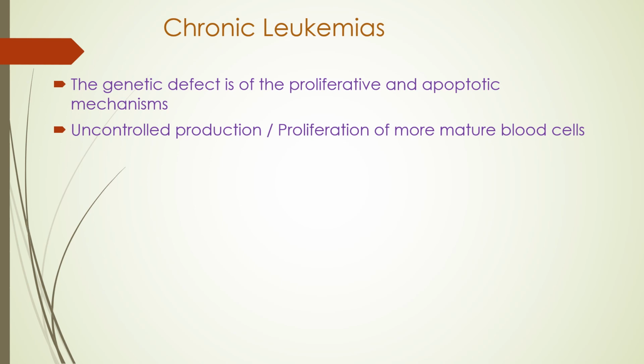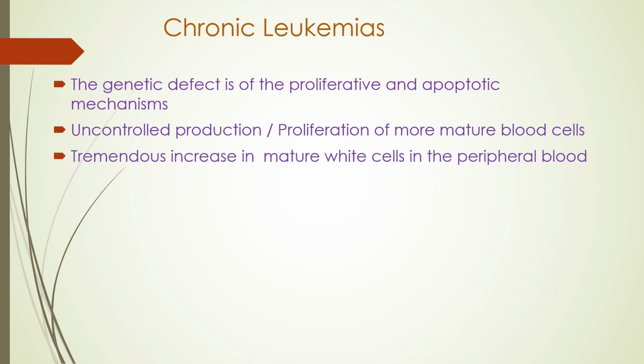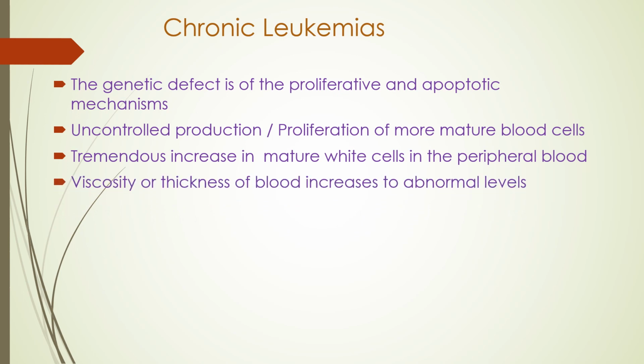Due to this, there is uncontrolled production and proliferation of more mature blood cells, a high increase in the number of mature white cells in the peripheral blood. They may be of granulocytic series or they may be of lymphocytic series. If they are of granulocytic series, then the viscosity or thickness of the blood may increase to very high, abnormal and sometimes dangerous levels.